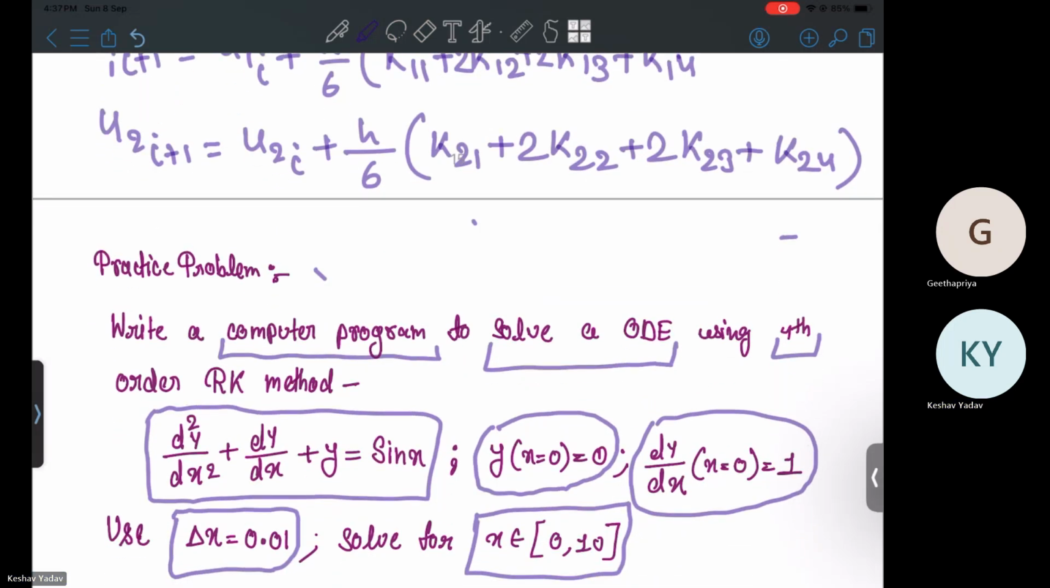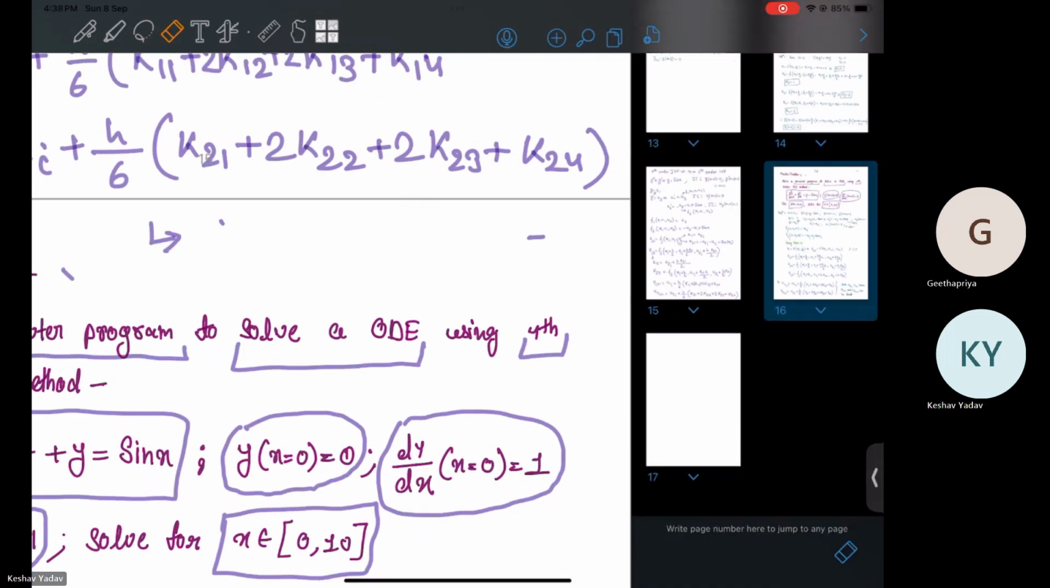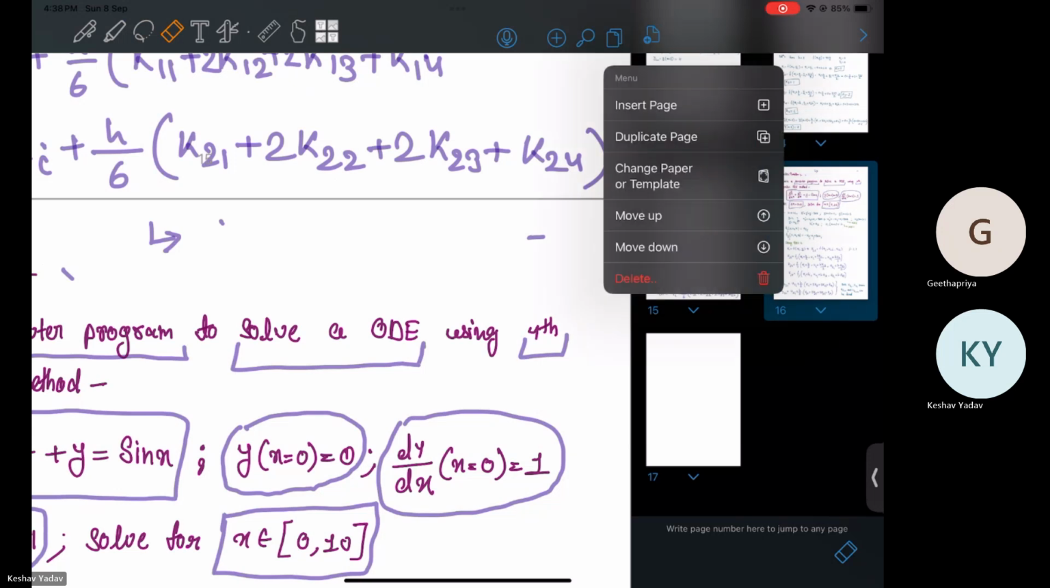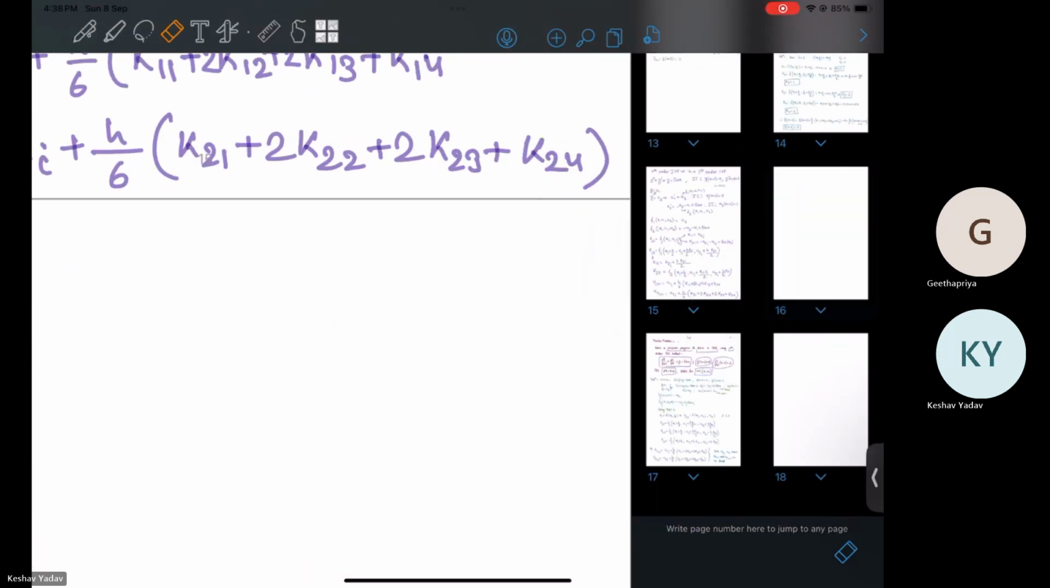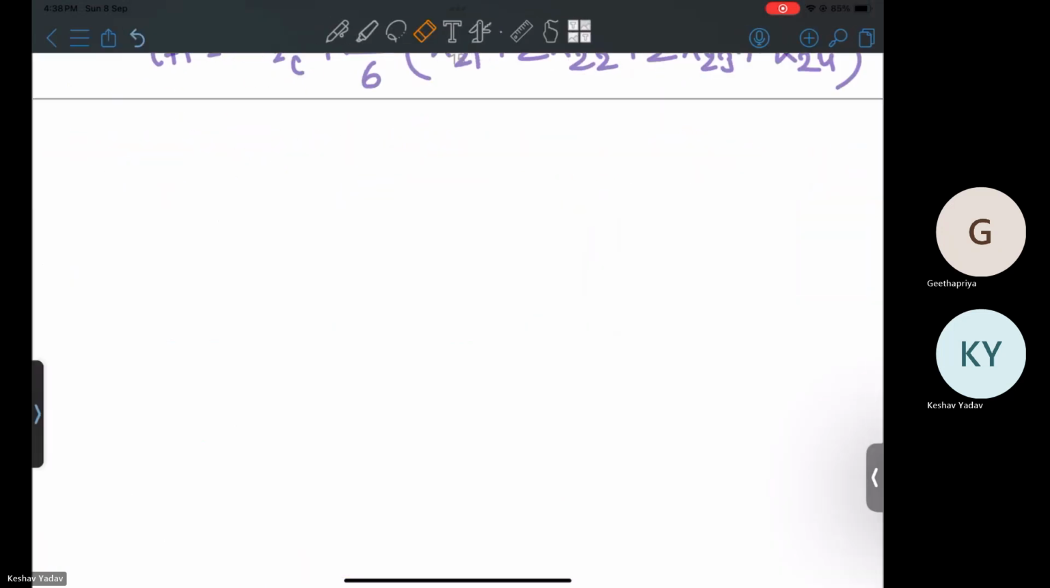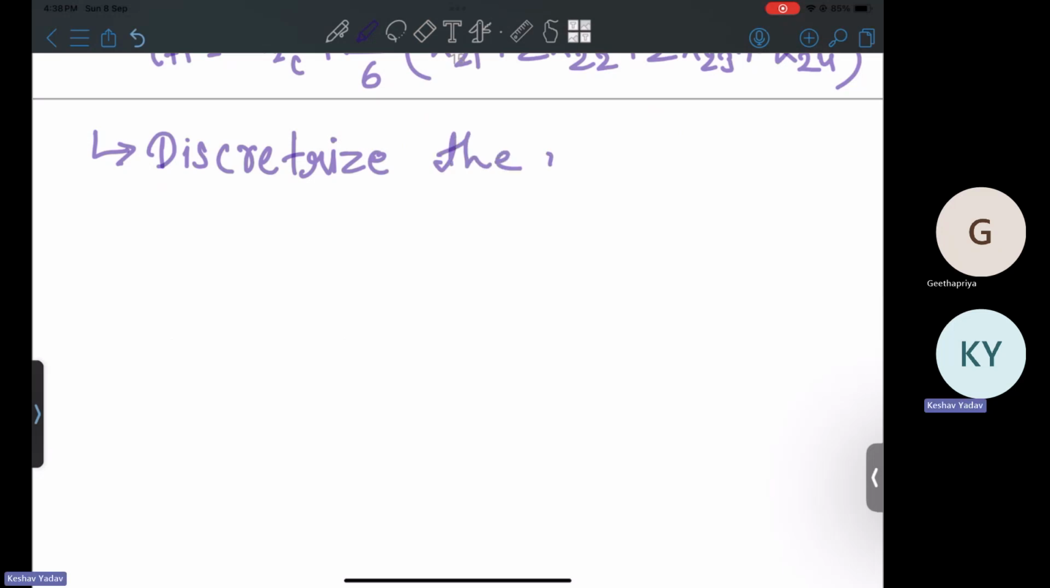Now we'll write its computer program. Okay, so to write its computer program, first what we need to do? First we need to discretize the domain. Okay, first we will discretize the domain.